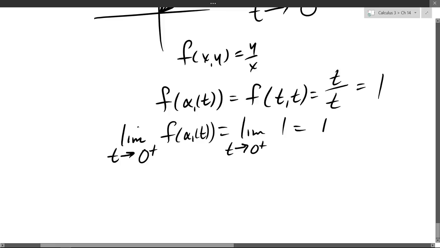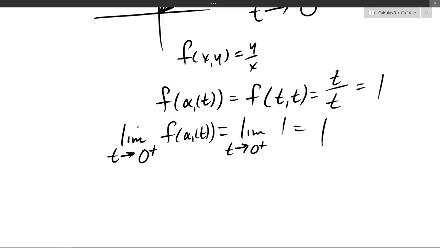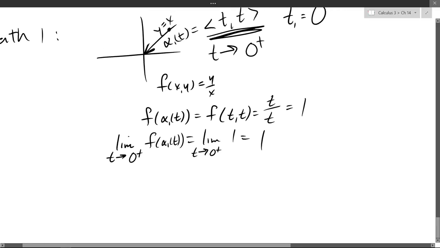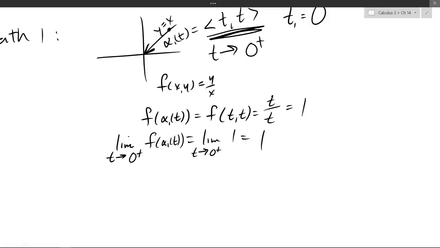All right, this limit is super easy. Limit of 1 is always 1. So that was not hard to do. So we approached on this diagonal path and we got 1. So I want you to approach on another path and not get 1.